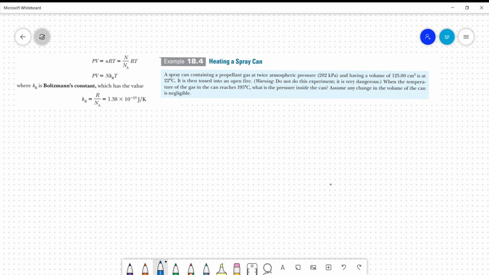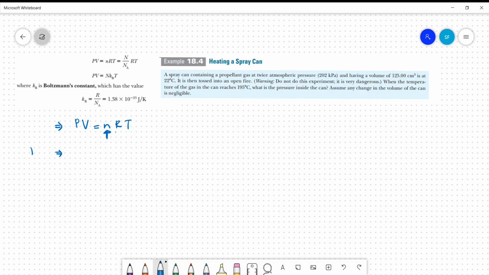Now, this will be the last slide in chapter 18. Previously I have shown to you the ideal gas law equation, PV equals nRT. This is the ideal gas law equation, or equation of state, in terms of number of moles. Now, we may also express it in terms of number of molecules.